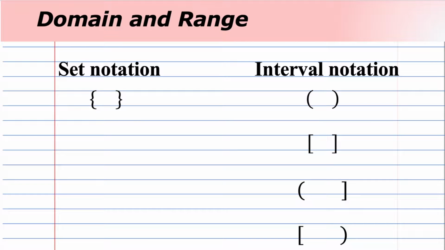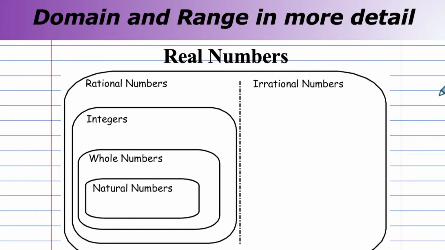We want to make sure we know the difference between set notation and interval notation when we're writing domain and range. Remember, set notation uses squiggly brackets and interval notation uses round brackets and square brackets. We want to make sure we're precise in stating domain and range. When we're dealing with a graph where the points are joined, we know we have to consider all the real numbers in our domain or range.